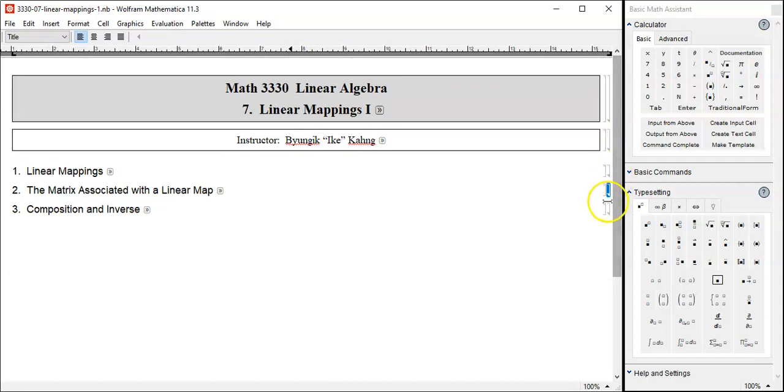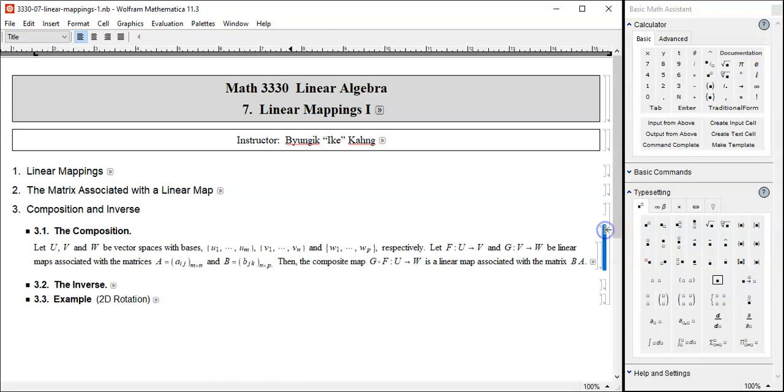And let's consider composition and inverse, because we went through matrix multiplication and also talked about matrix inversion, inverse matrices. Well, how is it related to the map? The result is pretty straightforward, as a matter of fact.